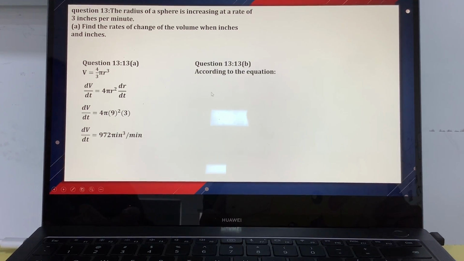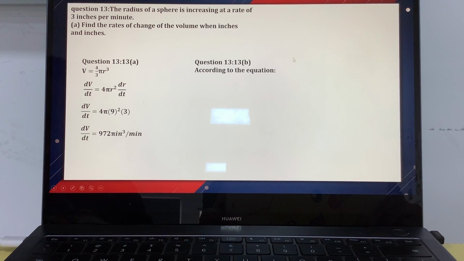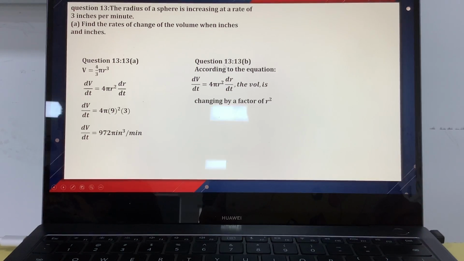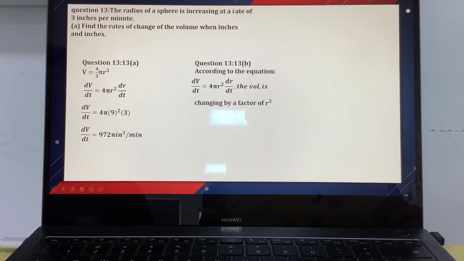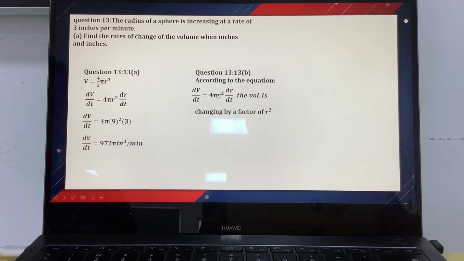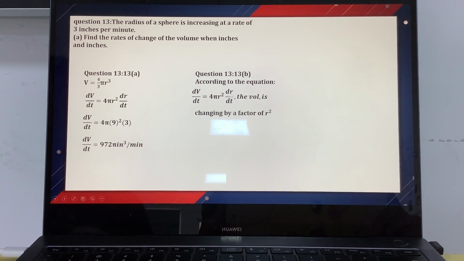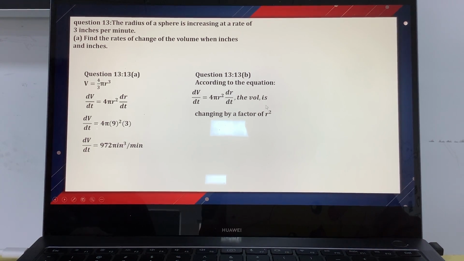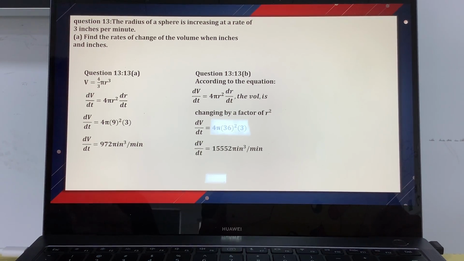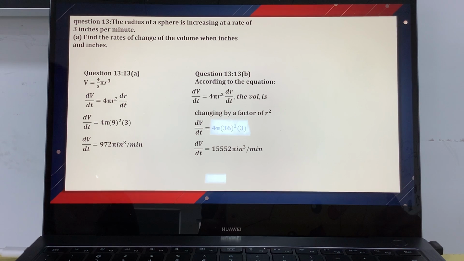So this question is really easy, and then we need to find the B answer. We already have the equation that dV dt equals 4 pi multiplied by r squared and then multiplied by dr dt. The value is changing by a factor of r squared. So we get dV dt equals 4 pi multiplied by 36 squared multiplied by 3. dV dt equals 50,552 cubic inches per minute.